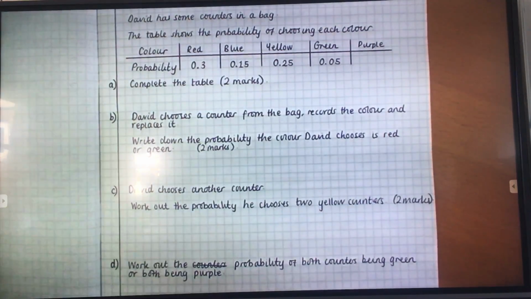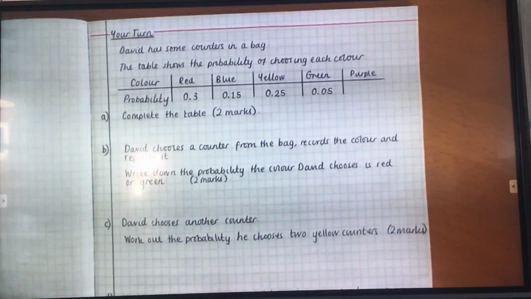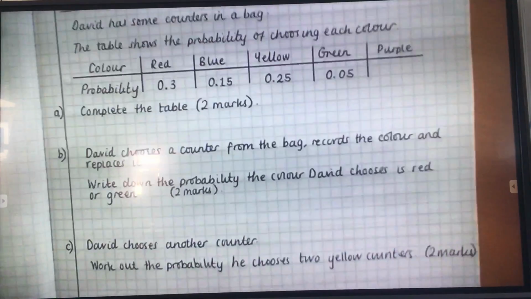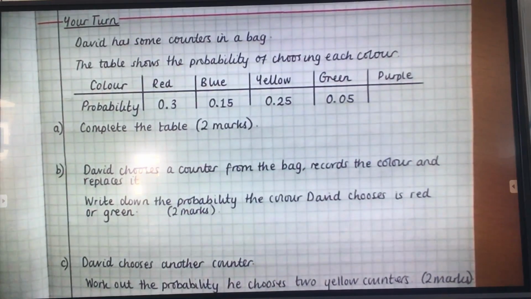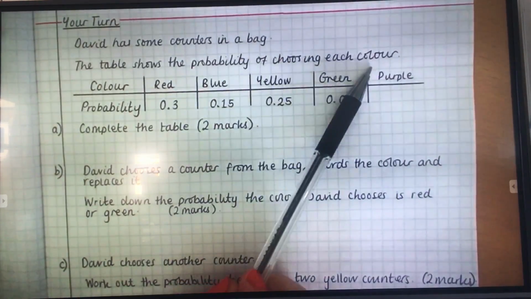Okay, so you've now done this your turn question. So we're now going to do it bit by bit together. So I'm going to zoom it in a bit so we can definitely see. So part A. David has some counters in a bag. The table shows the probability of choosing each colour.